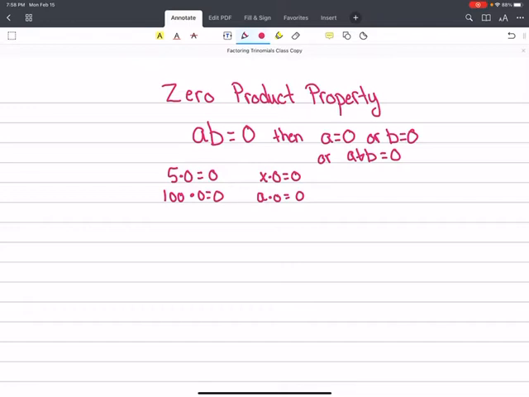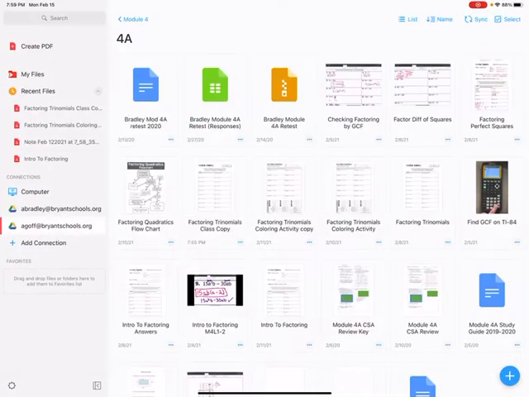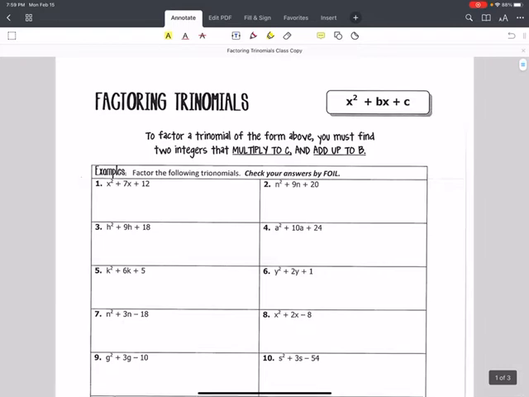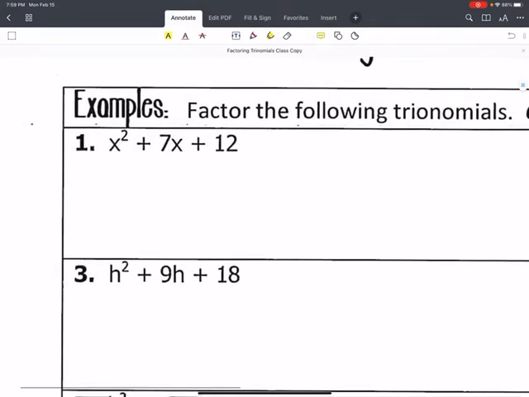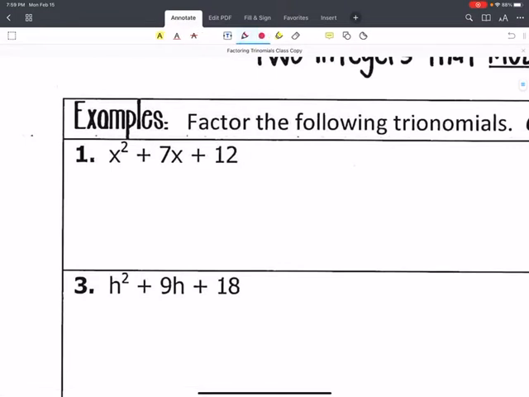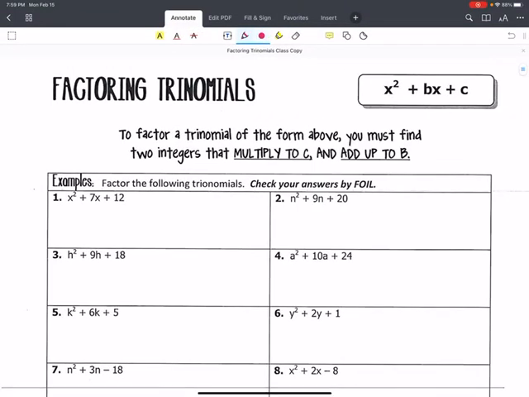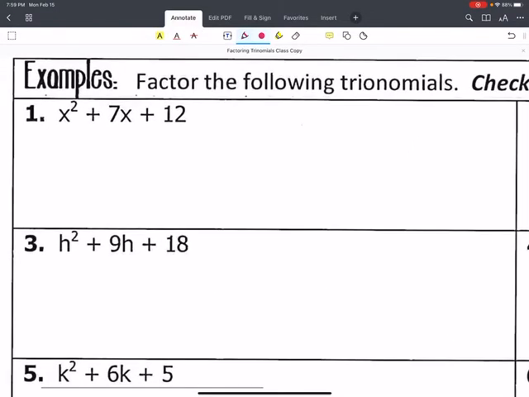Okay? The zero product property is helpful in math because we can take something that we've been working with, like these factoring trinomials. You already have this in your notes. Guys, this is the page that says factoring trinomials at the top. It has standard form of a trinomial. Okay, this is what we're working off of.